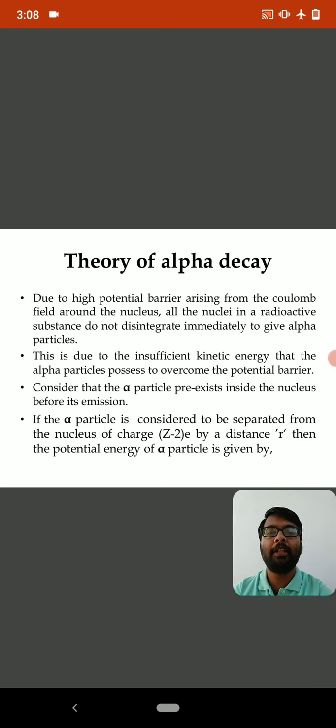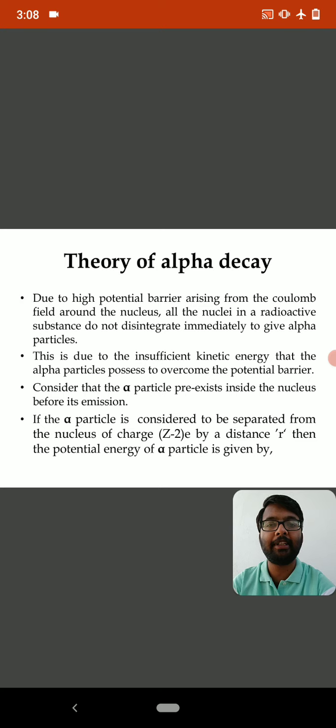We all know the nucleus consists of protons and neutrons. Out of these two particles, protons are positively charged and neutrons are electrically neutral. Because of this, you might have a question: as there are positively charged particles, there must be a Coulomb repulsive force, because like charges always repel each other.